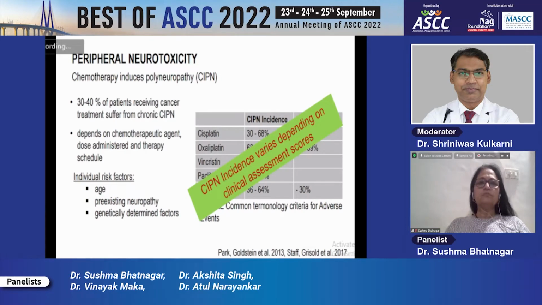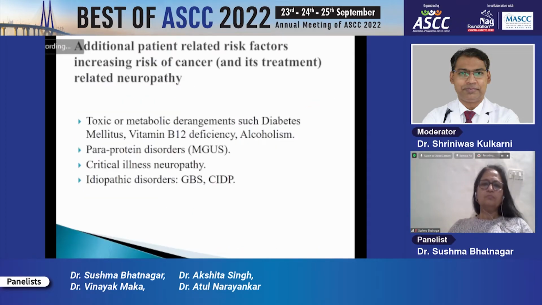Just now we discussed the incidence of CIPN, almost 30 to 40%. As we have discussed, these are the additional risk factors such as age, pre-existing neuropathy, and genetically determined factors. These are the additional patient-related risk factors increasing the risk of cancer and its treatment-related neuropathy, and they include metabolic derangements, toxic metabolic disorders such as diabetes mellitus, vitamin B12 deficiency, alcoholism, paraproteinemias, critical illness neuropathies, or a history of idiopathic disorders such as GBS or CIDP.